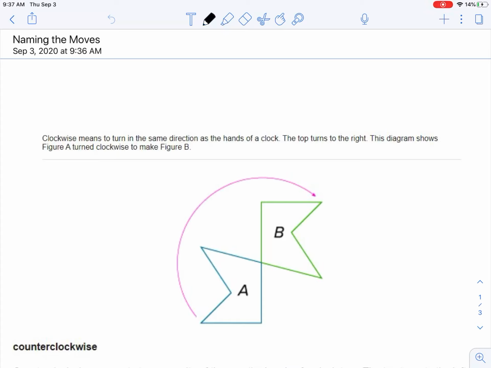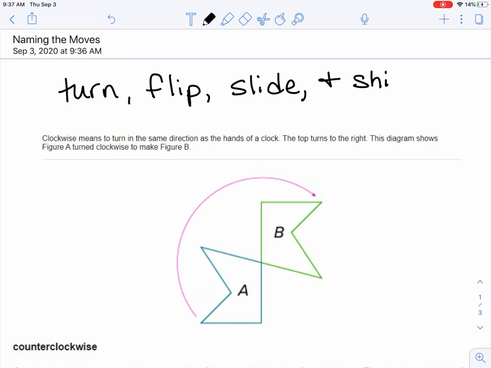I want to start by saying that we originally started describing the moves with the words turn, flip, slide, and shift. Those are some of the words we were using to describe our movements on our plane. But by the end of this week, I want us to be using the more mathematical terms that describe the same movement. So before we get to those words, we're first just going to talk about clockwise and counterclockwise because that is the main way we move on a coordinate plane.